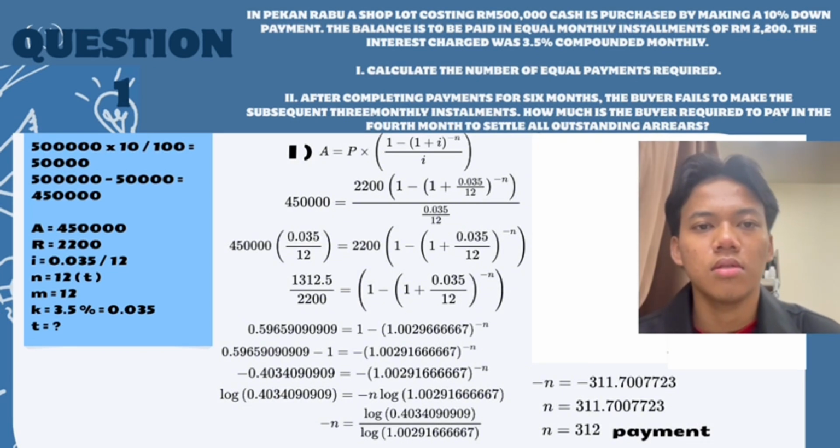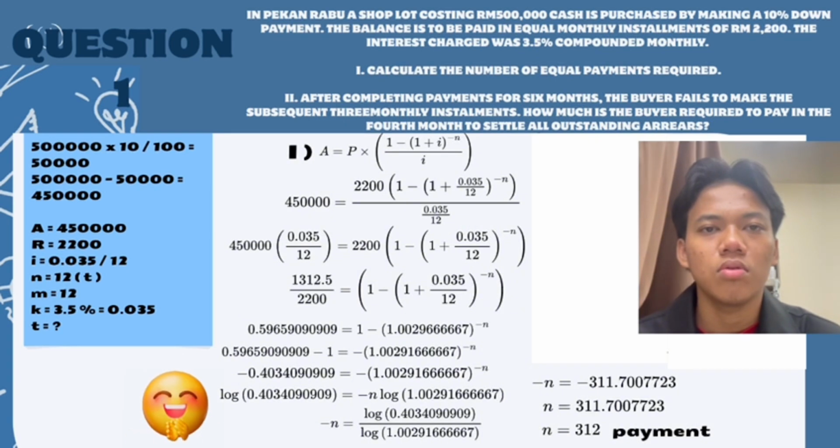After that, we use a logarithm to solve for negative N and get negative N multiplied by log 1.00291666667 equal to log 0.4034090909, and we can solve it to get a final result that is 311.70077. So the number of payments required is 312 payments, rounding up to the next full payment.